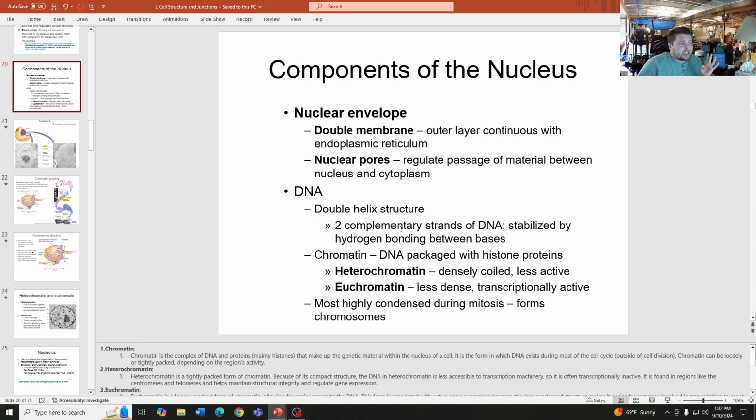DNA, we talked about DNA a little bit before already. Remember, DNA is a double helix structure, two complementary strands of DNA. A pairs with T, G pairs with C for our base pairs, and DNA is built like a ladder, stabilized by the hydrogen bonding between those bases. Remember, A and T have 2 hydrogen bonds, G and C have 3 hydrogen bonds. That's how they all stay together.